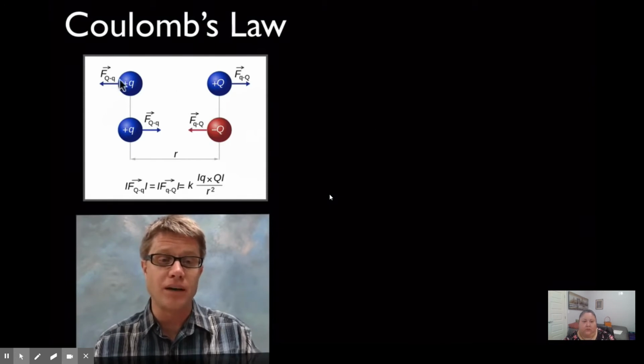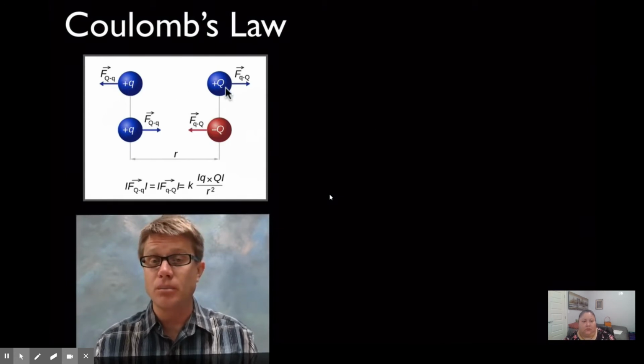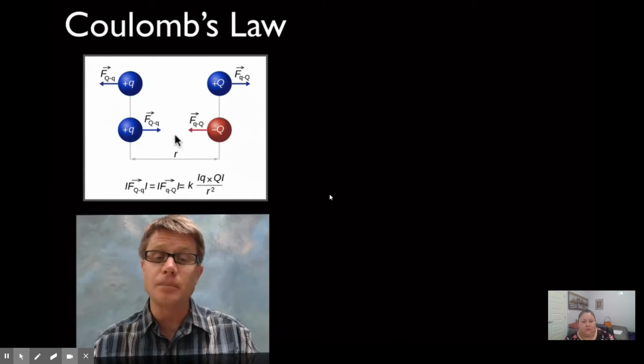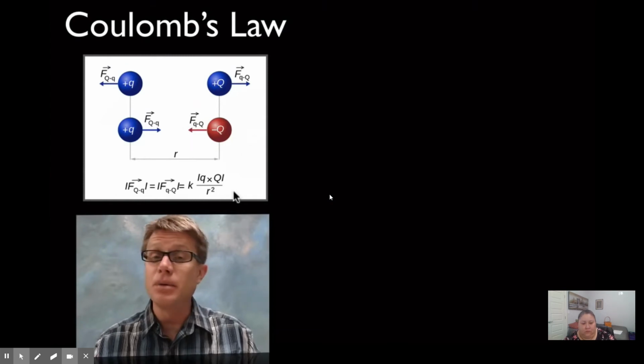Coulomb's law, remember, if we have the same charge, there's going to be repulsion. If we have opposite charges, there's going to be attraction. But if we look at the formula, the bigger those charges are, the greater that attraction is. And the bigger the distance, since this is the radius right here, the less that attraction is going to be.